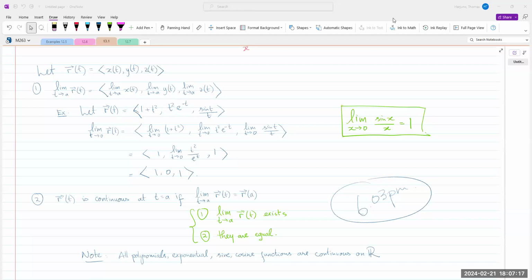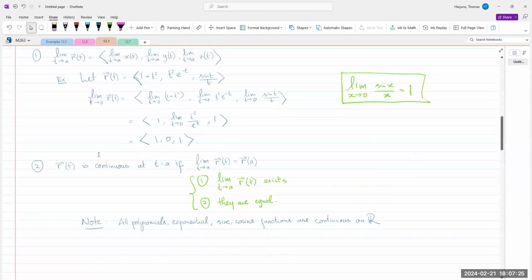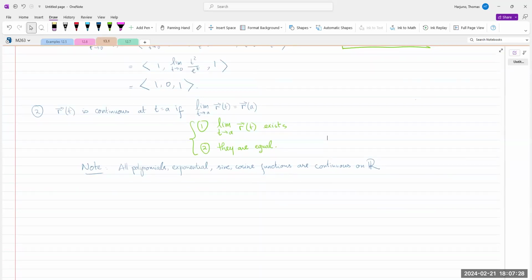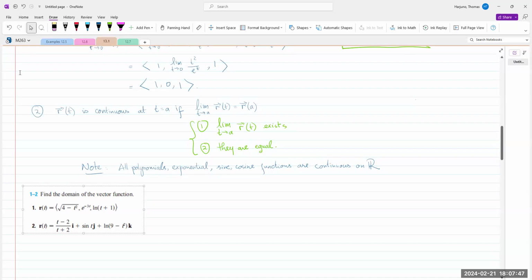Let's continue. Let's say I pick a question from our textbook. Let me see what question is good. Let's see number 2. This is from 12.1, 12.2, number 2. Number 1, we already have that, right? Okay, so find the domain of this vector function.